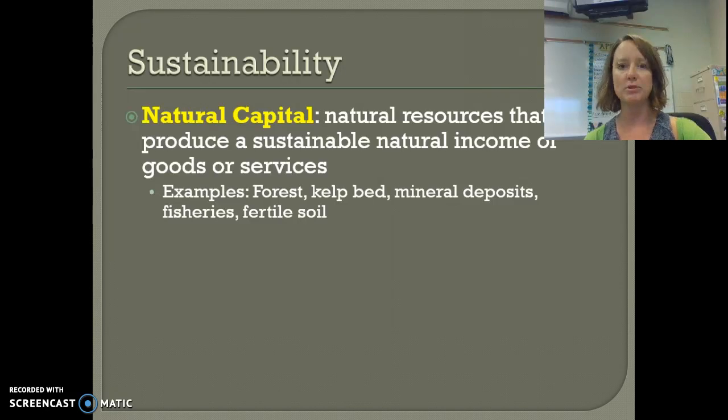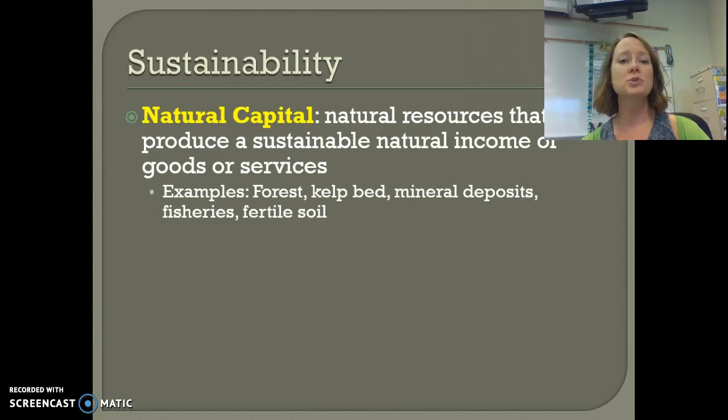All right, one way that we make sure that what we are doing is sustainable is that we aren't touching the natural capital. Natural capital are the resources that produce the natural income of goods or services that we can use. So an example of natural capital would be forests. Forests provide goods and services. Like goods would be the lumber, services would be protection from erosion and flood control.